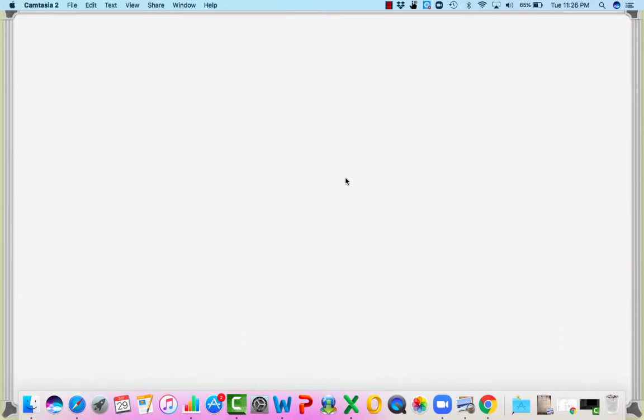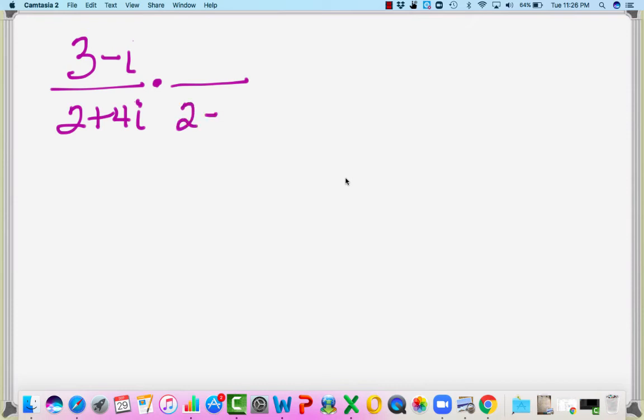One last problem. Let's say we have 3 minus i over 2 plus 4i. In this case, when the denominator is a binomial, what you're going to do is multiply by what we call the complex conjugate. And what you do to get the complex conjugate is you just take your binomial and you change the sign in the middle. That's the only sign that changes. So 2 plus 4i would be 2 minus 4i for its complex conjugate. So I want to multiply top and bottom by 2 minus 4i.